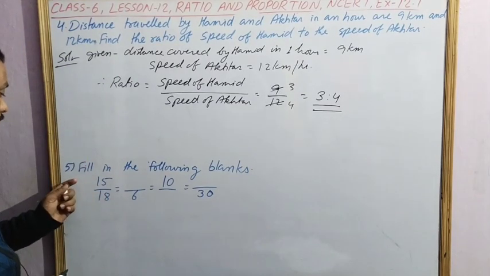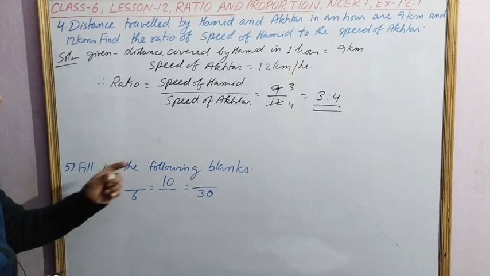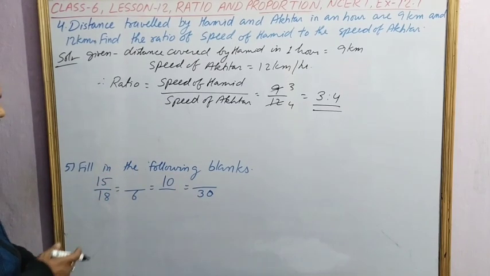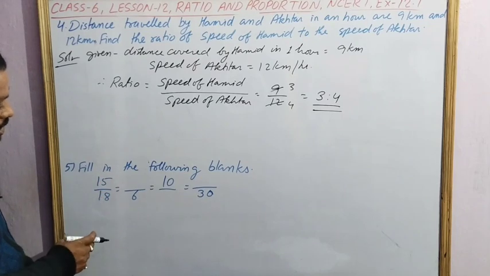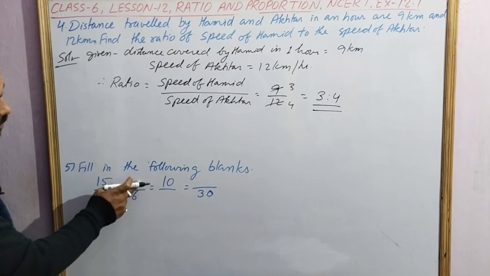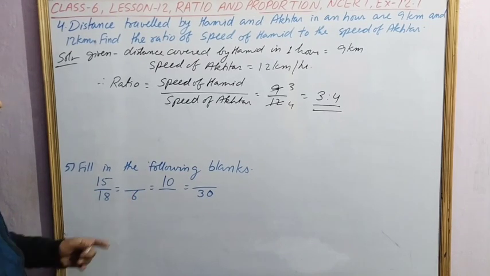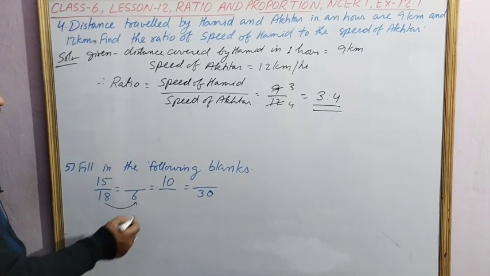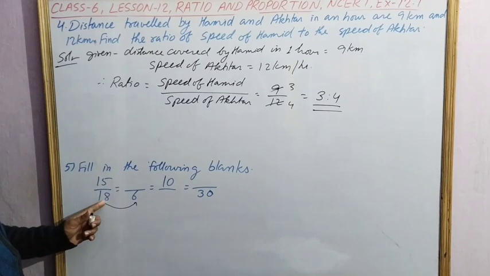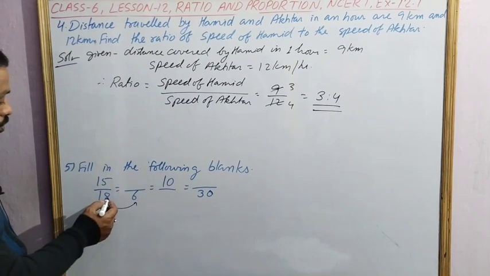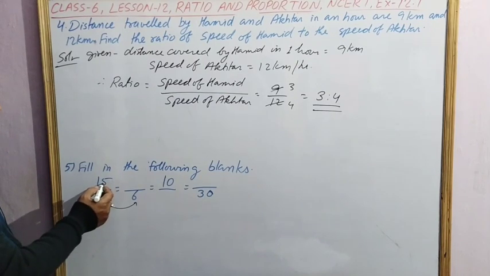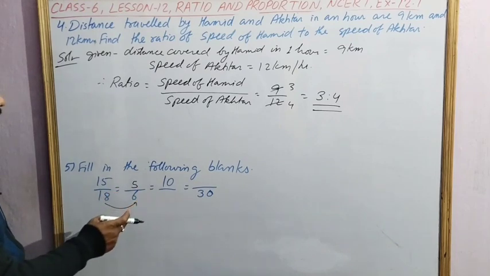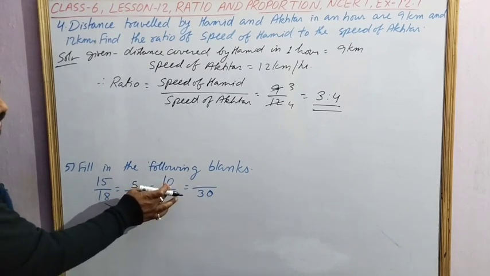Question number 5 says fill in the following blanks. Fill in the blanks means we have to fill in the blanks. Here we have 15 by 18. After that here we have blanks and here it is 6. So after 18 they have written 6, that means 18 is divided by 3. If we divide 15 by 3 we will get 5. So 5 by 6.